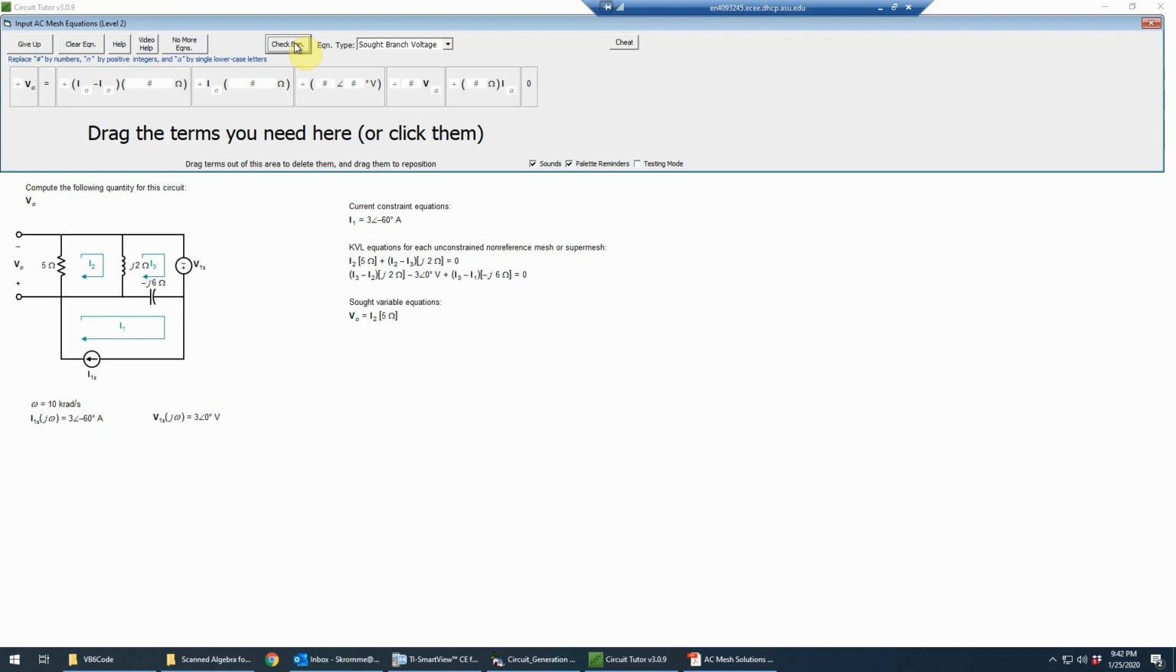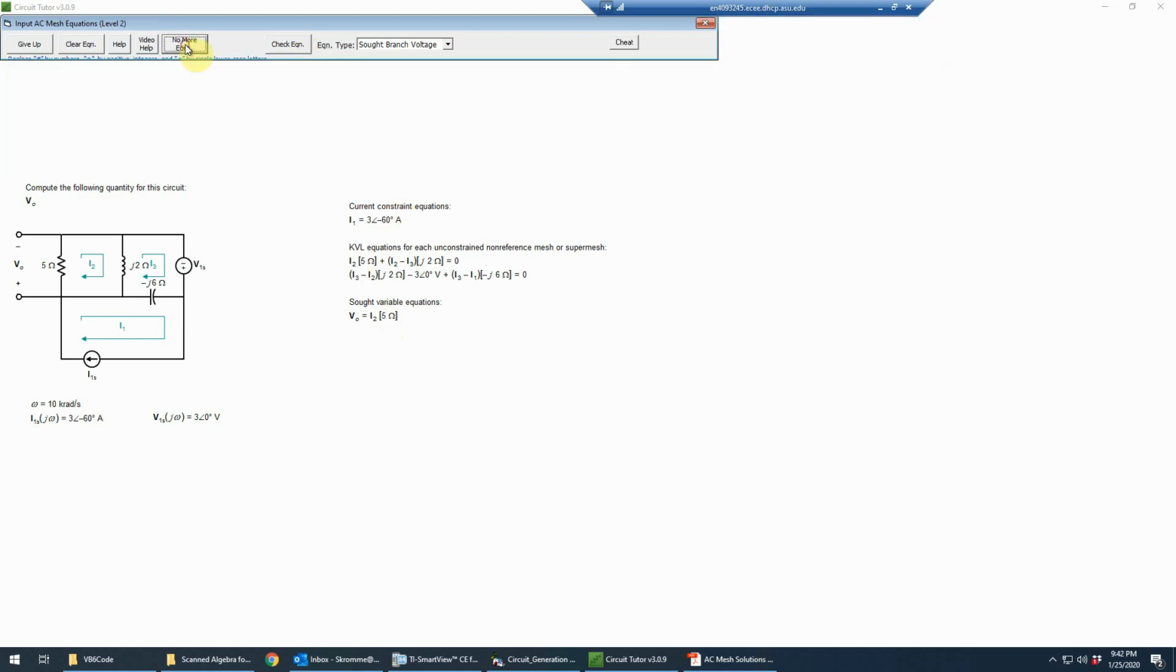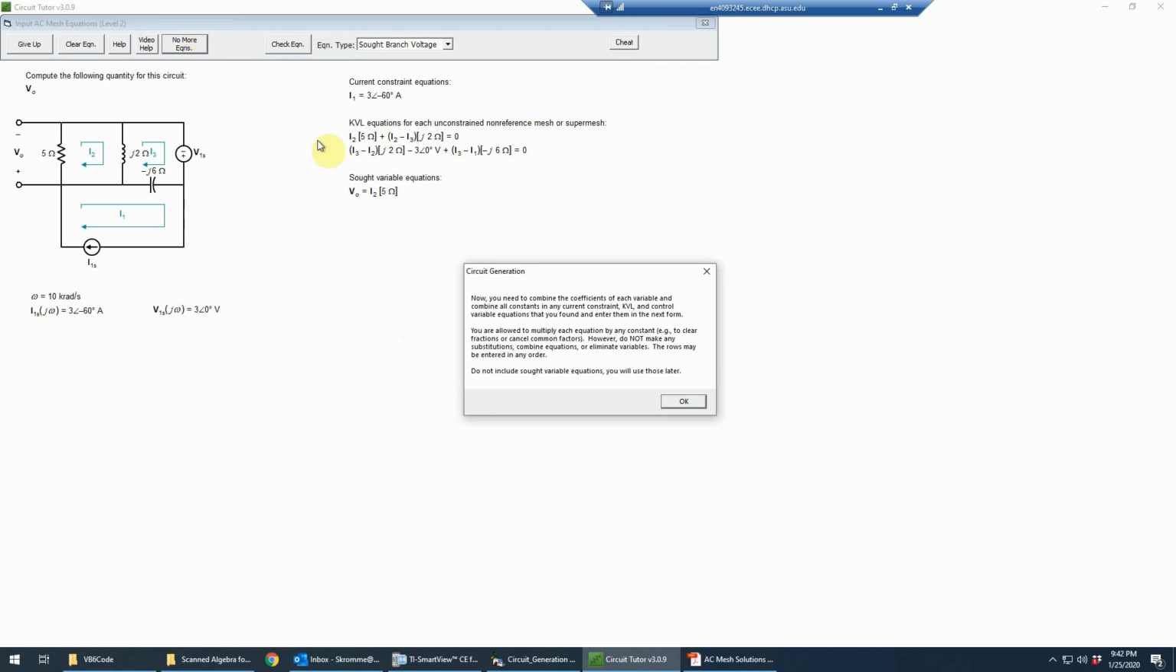Okay, that is correct, and now we've written all of the required equations, so we'll just click no more equations. And now what's new in the solution tutorials is we do need to go about solving these equations. And eventually we'll use this SOT variable equation.